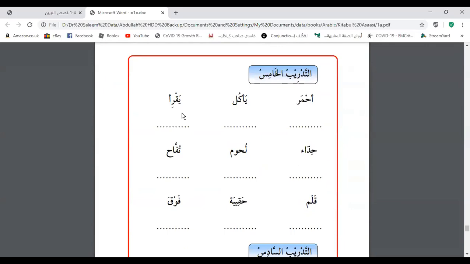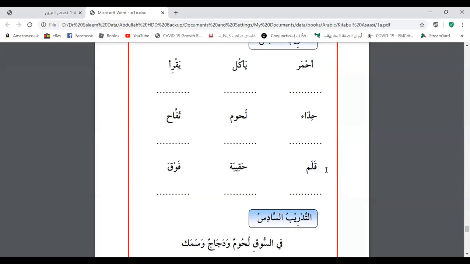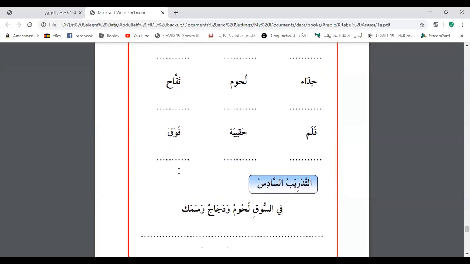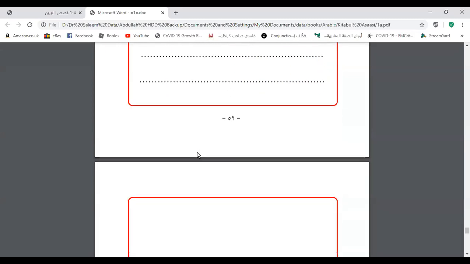Yaqra'u, he reads. It should be fatha. That's wrong. Yaqra'u. Ihdha, shoes. Lahm, lahum. Lahm is meat. Luhum, plural of that, meat. Tuffah, apple. Qalam, pen. Haqiba, satchel, bag. Fawq, on, above. They just want you to write it. Fi as-suq luhum wa dajaj wa samak. In the market is meat, dajaj, chicken, and samak, fish.